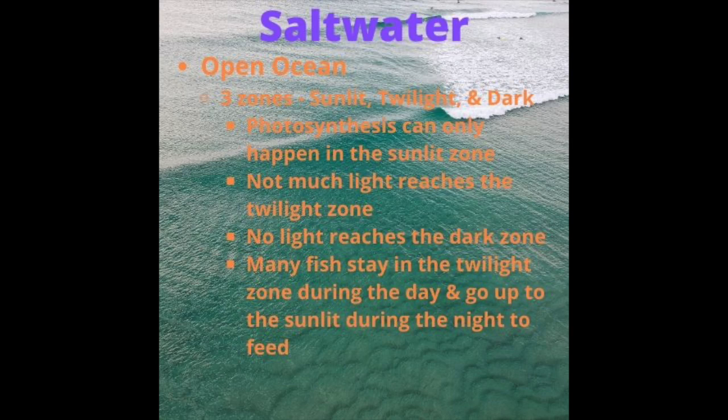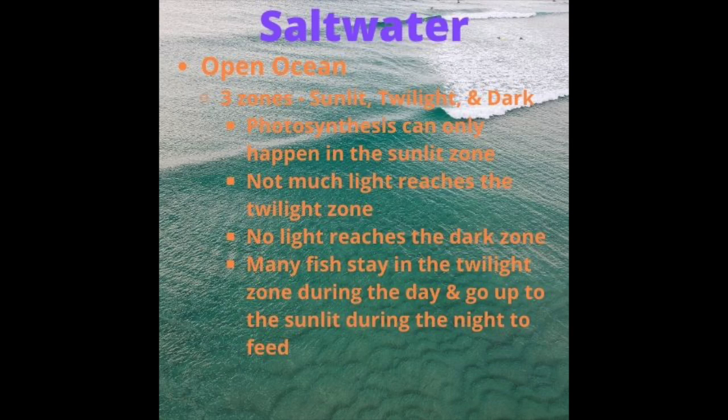Moving on to the saltwater ecosystems. First up is the open ocean. And the open ocean is just what it sounds like. It is the far out, open, as far out as you can see, parts of the ocean. And it's divided up into 3 different zones. You have the sunlit zone, twilight zone, and the dark zone. Photosynthesis, which is key to plant growth, can only happen in that sunlit zone, only because there's not much light that reaches the twilight or the dark zone. And we all know from our study of photosynthesis that plants need sunlight in order to go through photosynthesis.